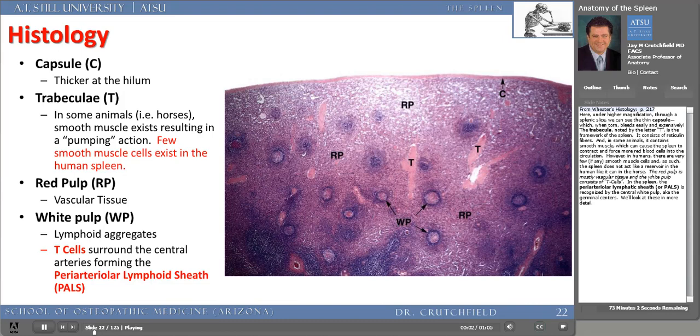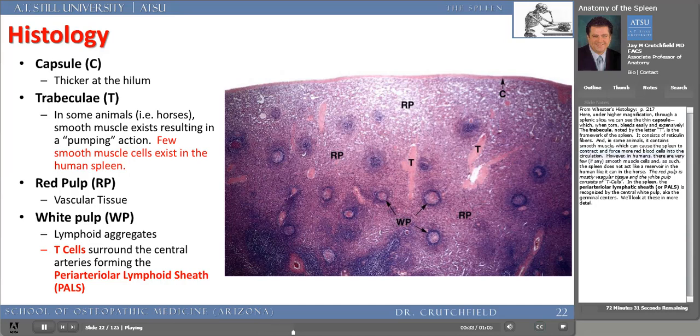Here, under higher magnification, through a slice of the spleen, we can see the capsule, which is very thin. At surgery, it tears very easily and bleeds extensively. The trabecula, noted by the letter T, is the framework of the spleen. It consists of reticulin fibers, and in some animals contains smooth muscle, which can cause the spleen to contract and force more red blood cells into the circulation.